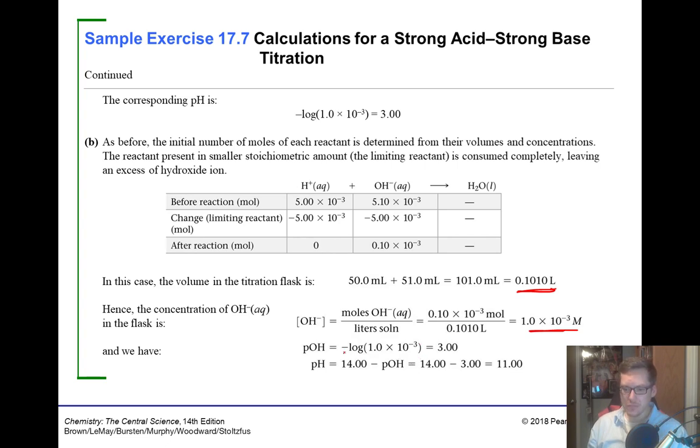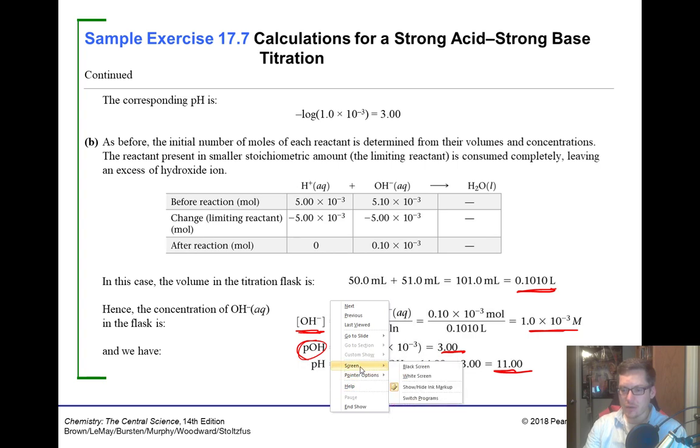All right. And then if we take the negative log of this, remember that is the concentration of hydroxide, so that's your pOH. All right, and so the negative log of that would be 3. To convert it to the pH, we go to this. So it's kind of interesting. When we only added 49 milliliters of our solution, we were at 3 for our pH, and then when we added 51 milliliters, now we're at 11.